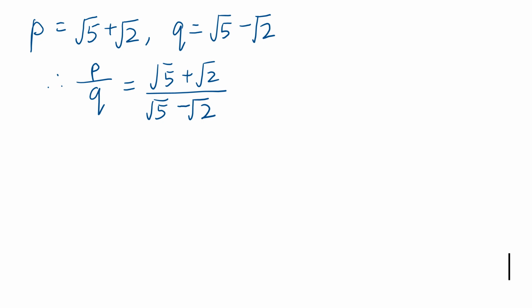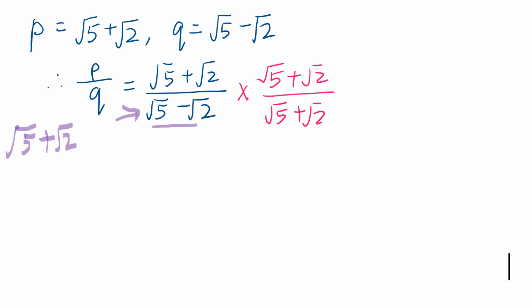To simplify it, what is the concept involved here? If you look at your denominator, it's actually a surd, and we don't like surds where the denominator is not a rational number. So here we need to rationalize it, and to rationalize it, I need to write down the conjugate surd of your denominator, which will be square root 5 plus square root 2. We're going to multiply it at the numerator and denominator.